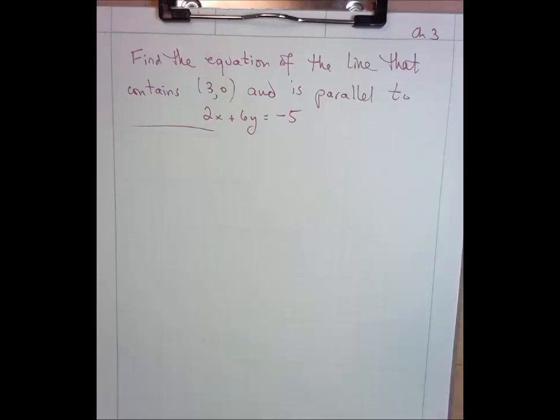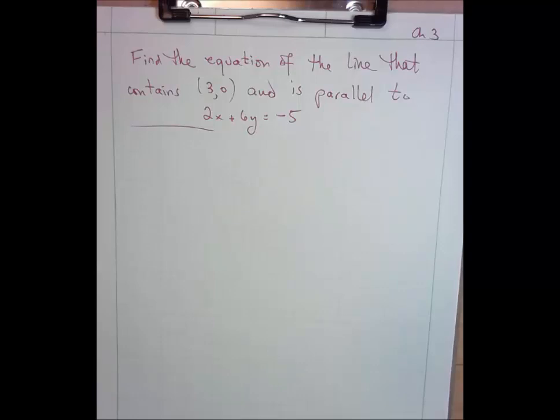So instead of a problem where we're given the equation of a line and asked to graph it, here we're asked to provide the equation of a line that has a couple of properties. Specifically, it contains the point (3, 0), and it's parallel to the line 2x + 6y = -5.